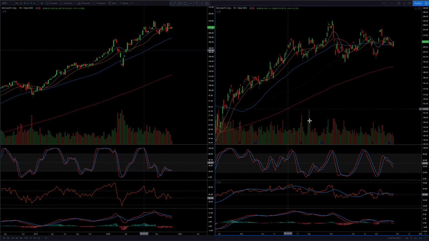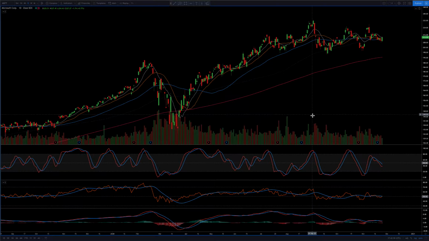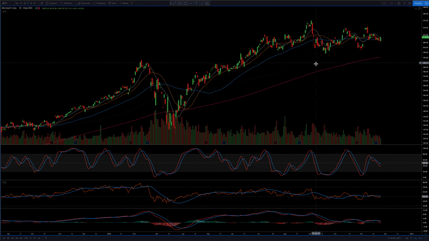Let's move on to the daily chart. Let's go ahead and make that a little larger. Looking at the price action, definitely sideways action, and I kind of see a symmetrical wedge forming. So consolidation there. The question is, will it consolidate and break out to the downside or break out to the upside? That would be the big question.